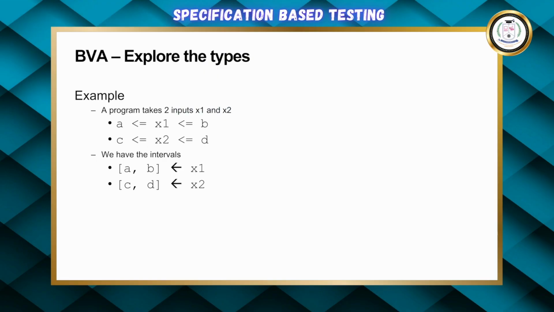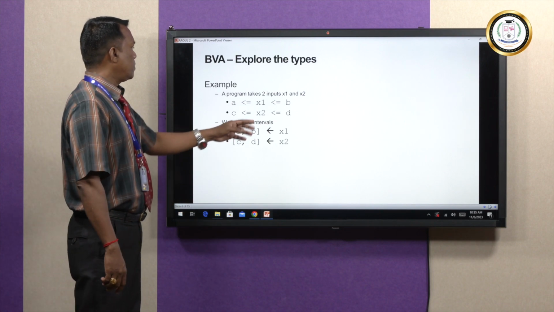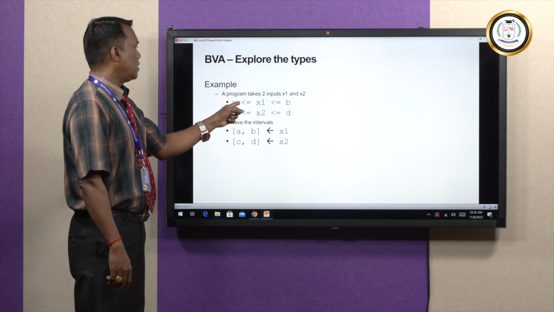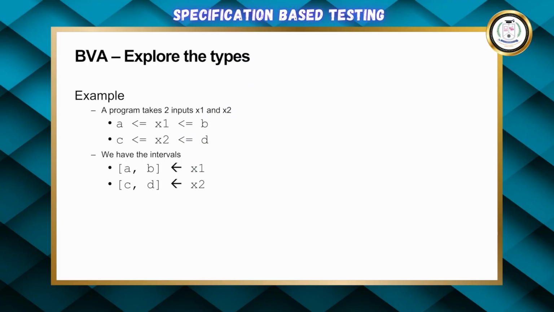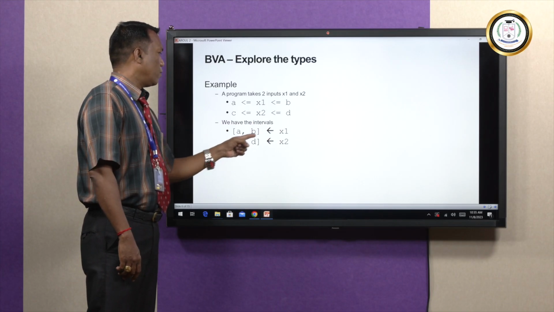An example: a program takes 2 inputs, x1 and x2. x1 is between a and b, and x2 is between c and d. We use less than or equal to, so the second value can be either c or d. So we have the intervals: a and b for x1, and c and d for x2.